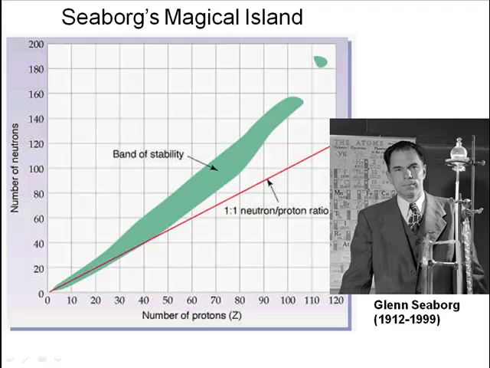Glenn Seaborg, again, was alive until 1999. I went to the University of California, Berkeley, and he was my teacher for one of my classes. But his proposals, when he was doing his work, allowed him to discover many of the elements on the periodic table. Element number 106 is named after him, Seaborgium.